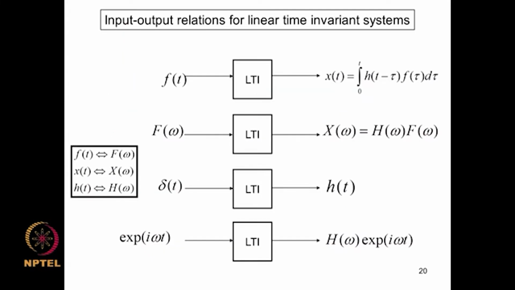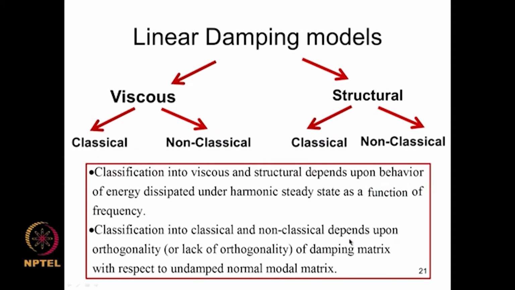Next, we started looking at some issues about dynamics. So, we derived the input output relation in time and frequency domains. We introduced the notion of an impulse response function and complex frequency response function. These quantities become matrices for multi-degree freedom systems, and these are the definitions for the impulse response function and the complex frequency response function.